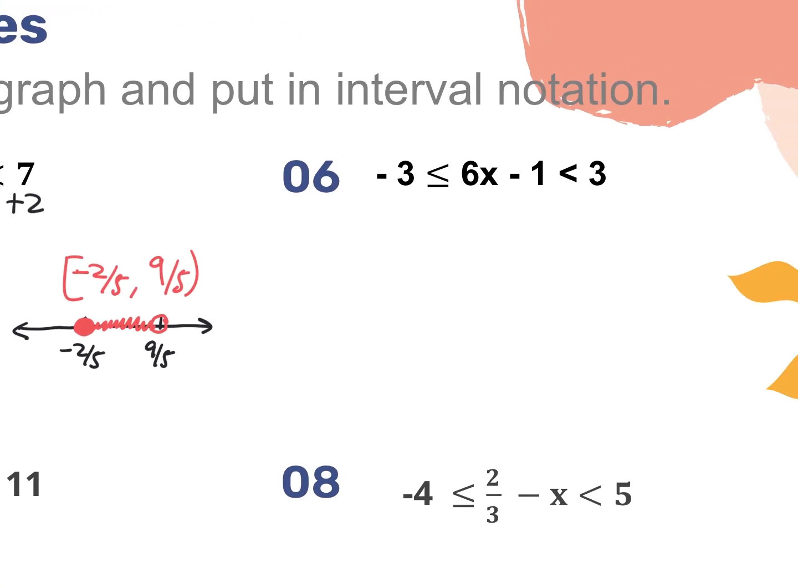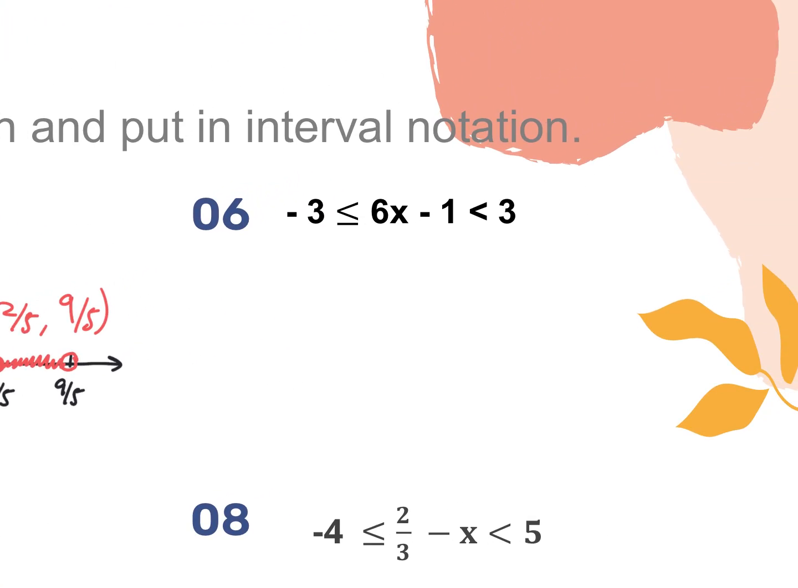All right, so let's look at the next part over here, this next example. Once again, I see 3 parts. I'm just going to add 1 to every single part over here, and this is going to get me negative 2 is less than or equal to 6x is less than 4. All right, and then we can divide every single part of this by 6, and negative 2/6 is going to simplify to negative 1/3 is less than or equal to x, since these 6's cancel out, is less than 4 over 6, which is 2/3.